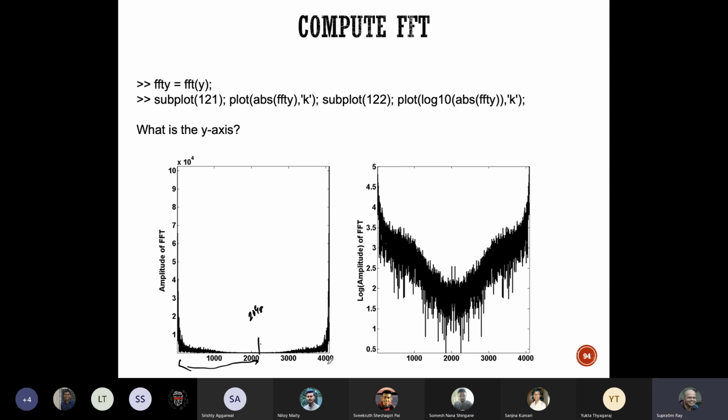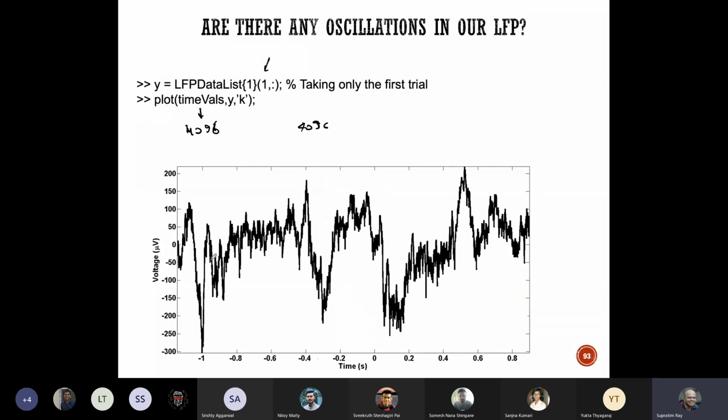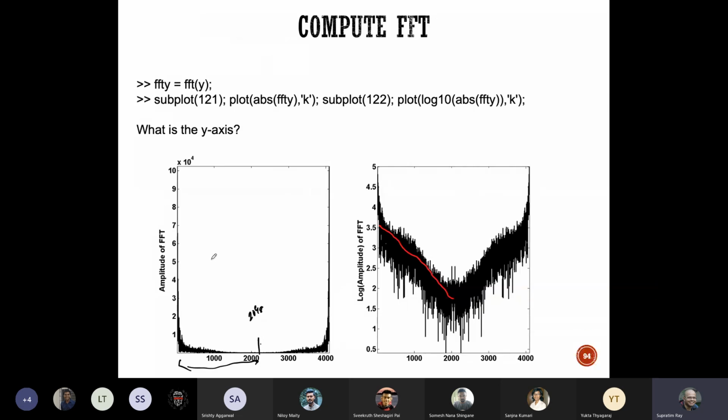Now log, you can see very nicely that the power or the amplitude falls with frequency, somewhat like that. Okay, and it is clearer as we go. But this is the Fourier transform of the signal obtained simply by using this function FFT in MATLAB.